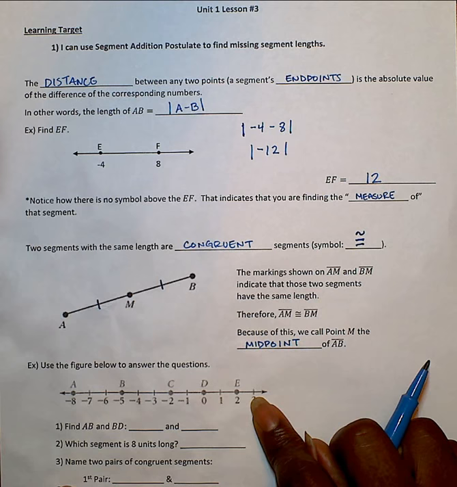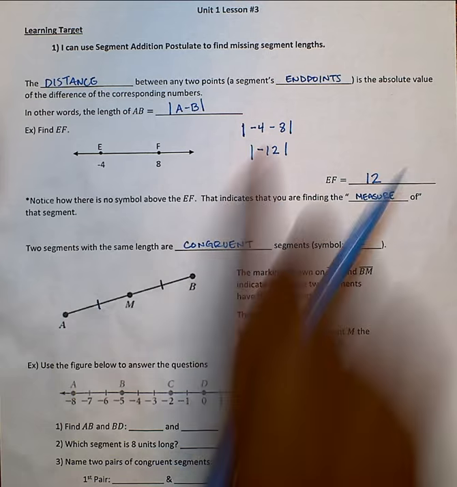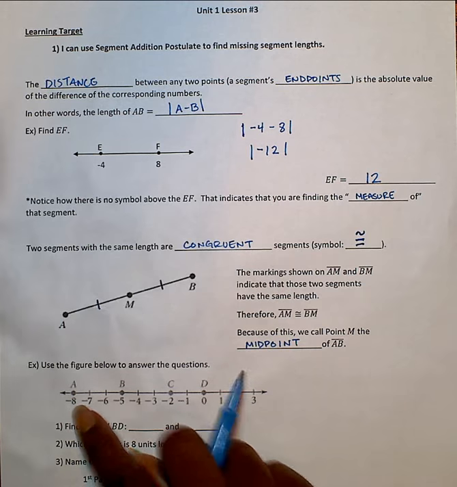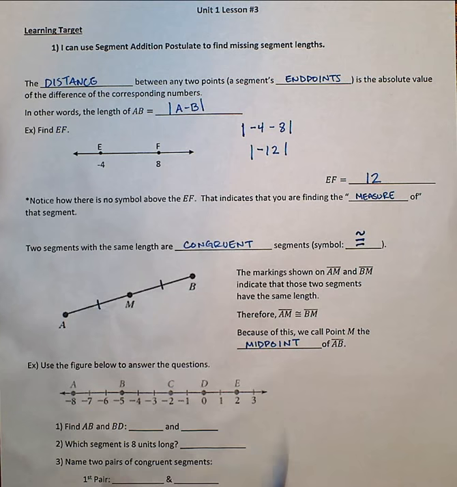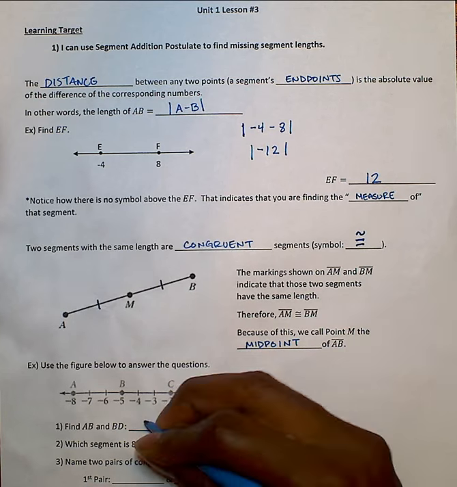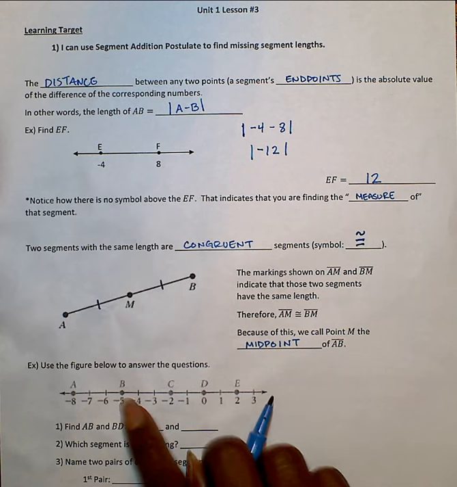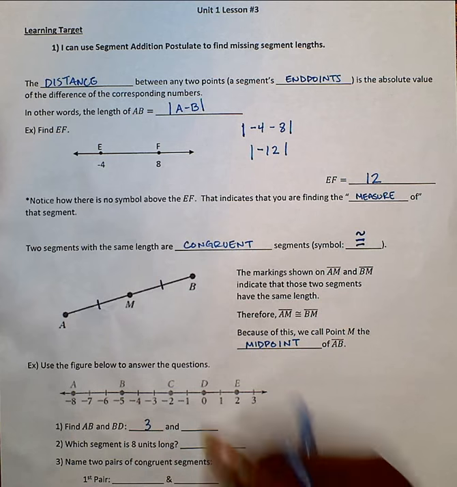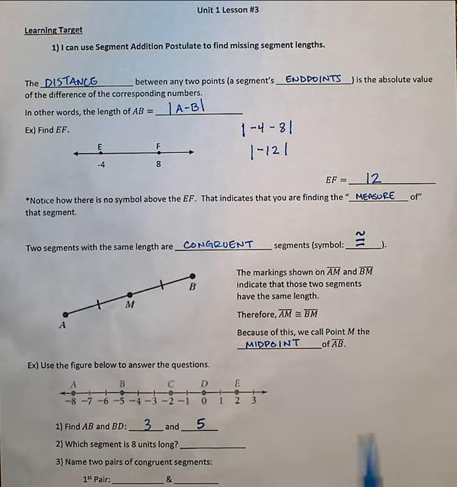So first it says find AB and BD. AB, we'll do that same thing here. We have negative 8 minus negative 5. So negative 8 plus 5, minus a negative is plus, gives us 3. For BD, we have negative 5 and 0. That's kind of a lot easier because how far away are they? It's 5. Remember that distance is always positive.